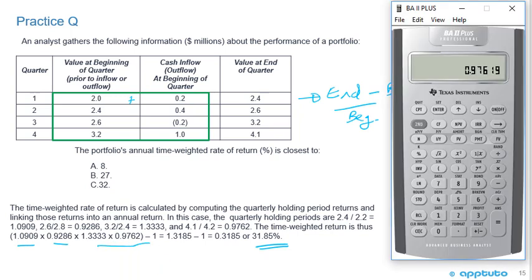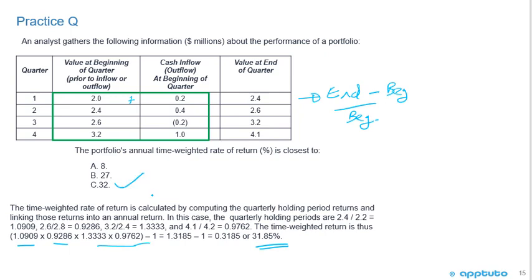And then, as we know, we're just going to multiply them. 1.0909 multiplied by 0.9286 times 1.333 times 0.9762. Going to hit equals minus 1. And if we want, we're going to multiply by 100. And we can see the correct answer was C.